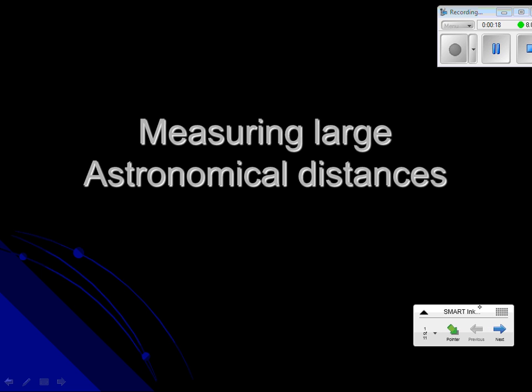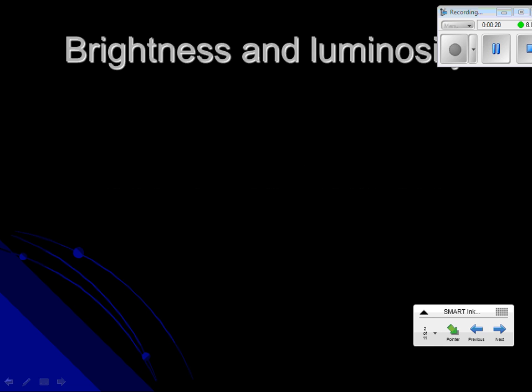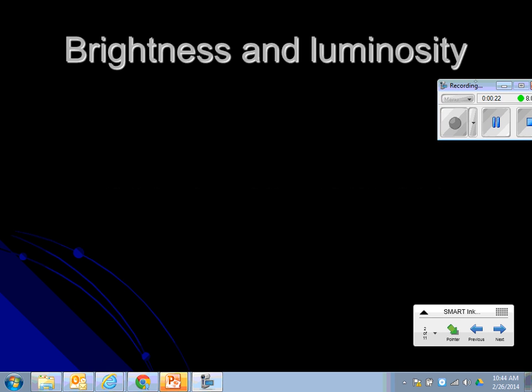So, brightness and luminosity. What's the difference between those two things? So luminosity is how much energy the object is giving off, how much power it's radiating. Brightness is how much we receive.